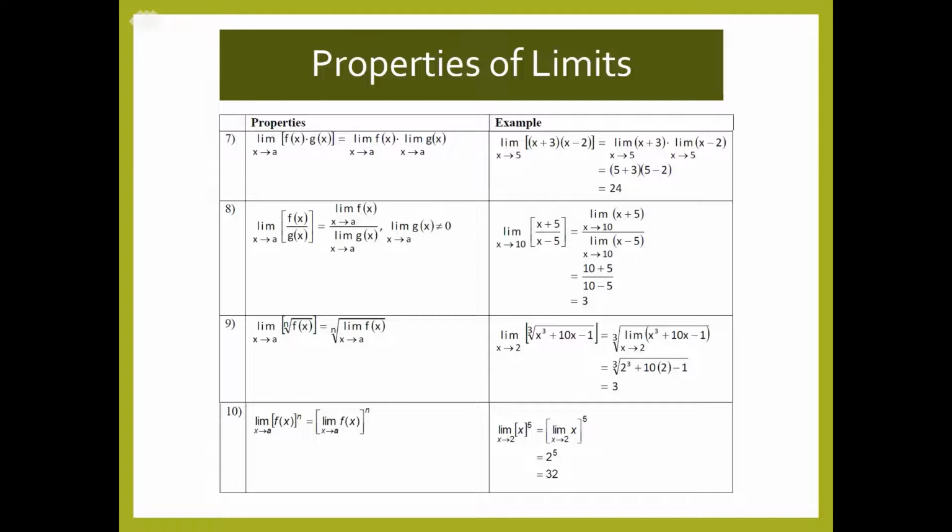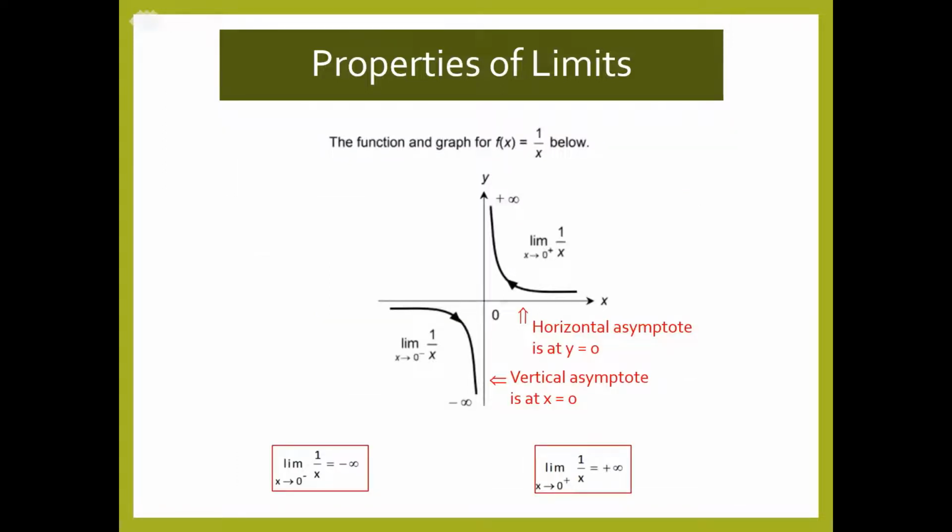Take note that for f(x) equal to 1 over x, the limit as x approaches 0 from the left is moving downward, which is equal to negative infinity. The limit as x approaches 0 from the right is moving upward, which is equal to positive infinity. The horizontal asymptote of f(x) is at y equal to 0 and the vertical asymptote is at x equal to 0. An asymptote refers to a straight line that a graph approaches without touching it.